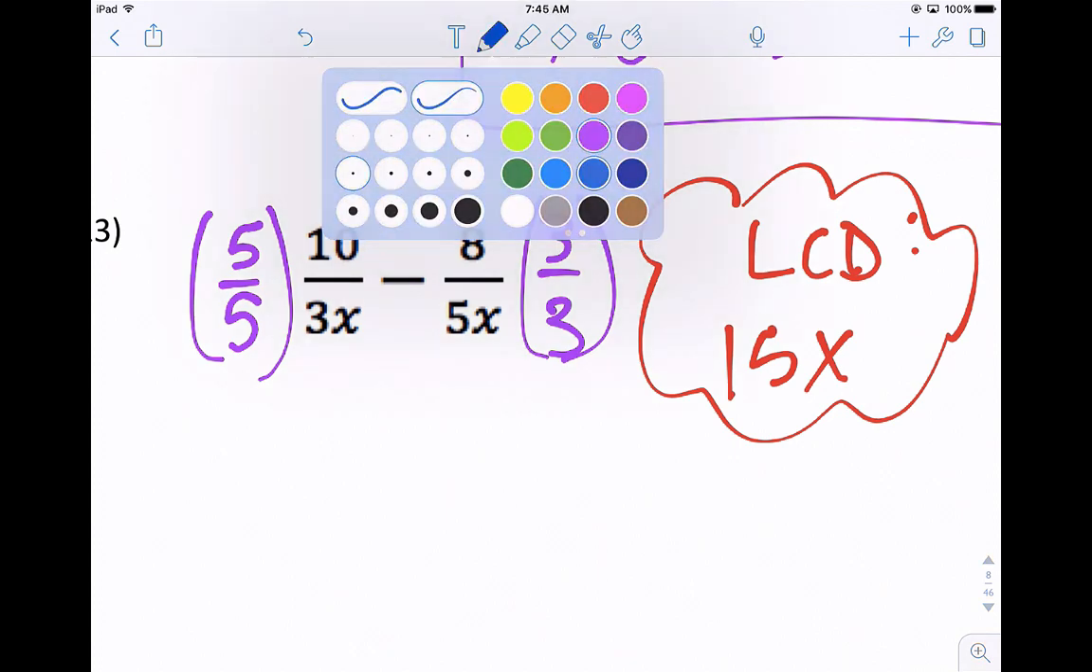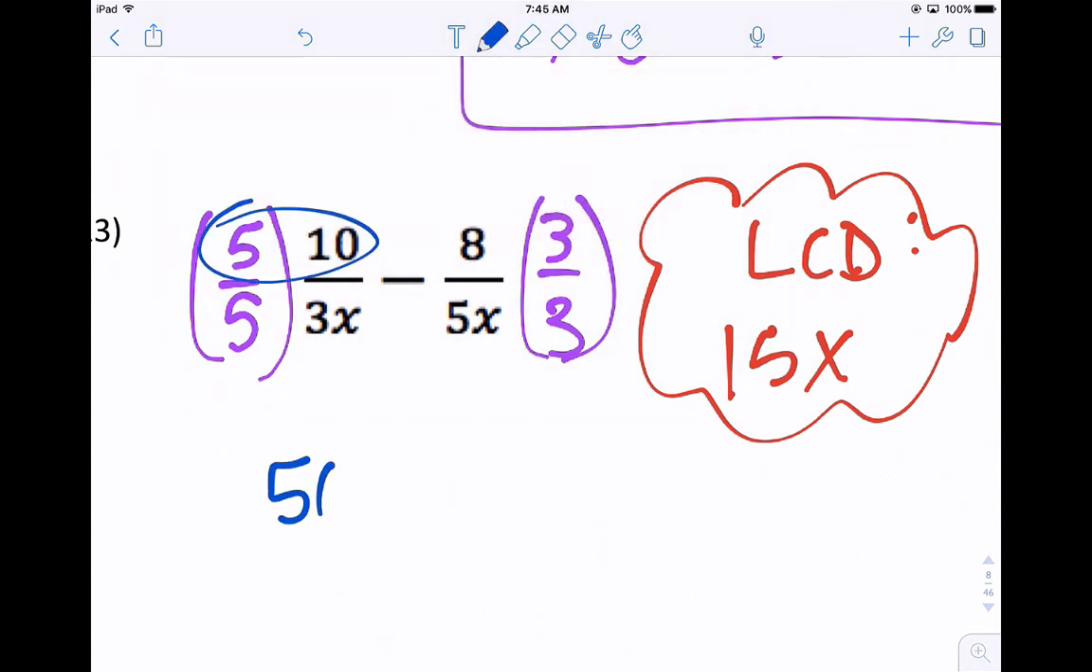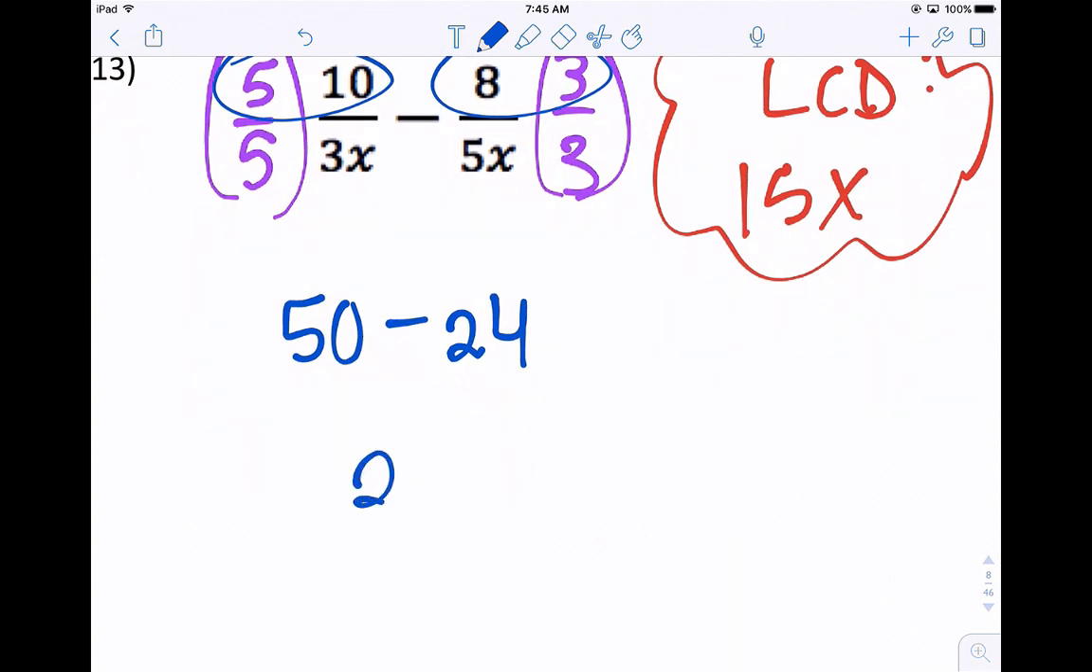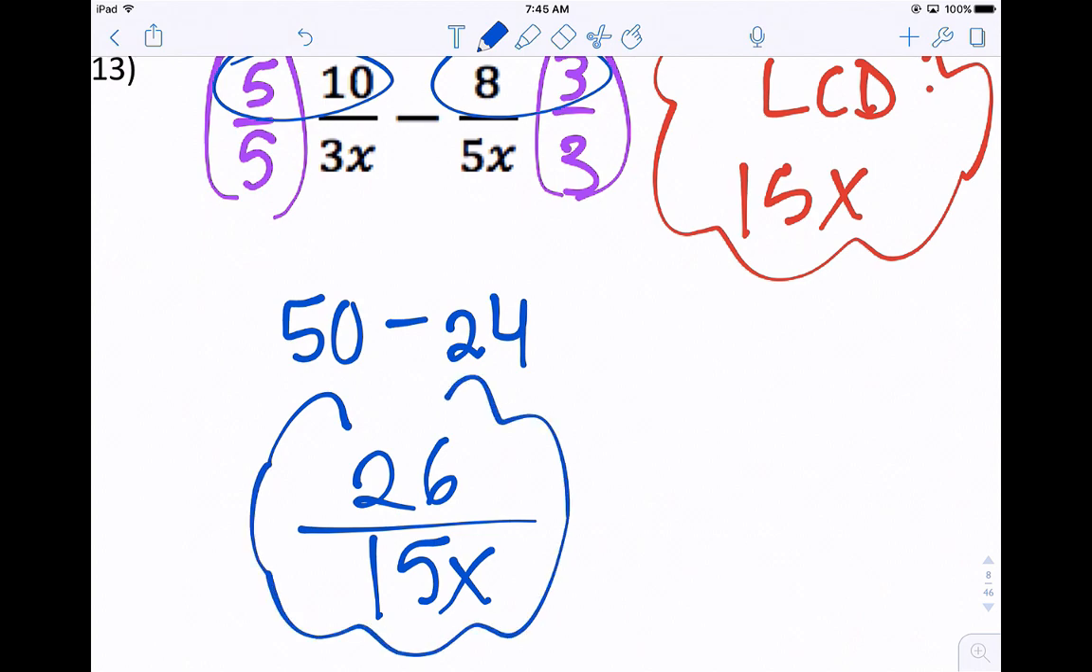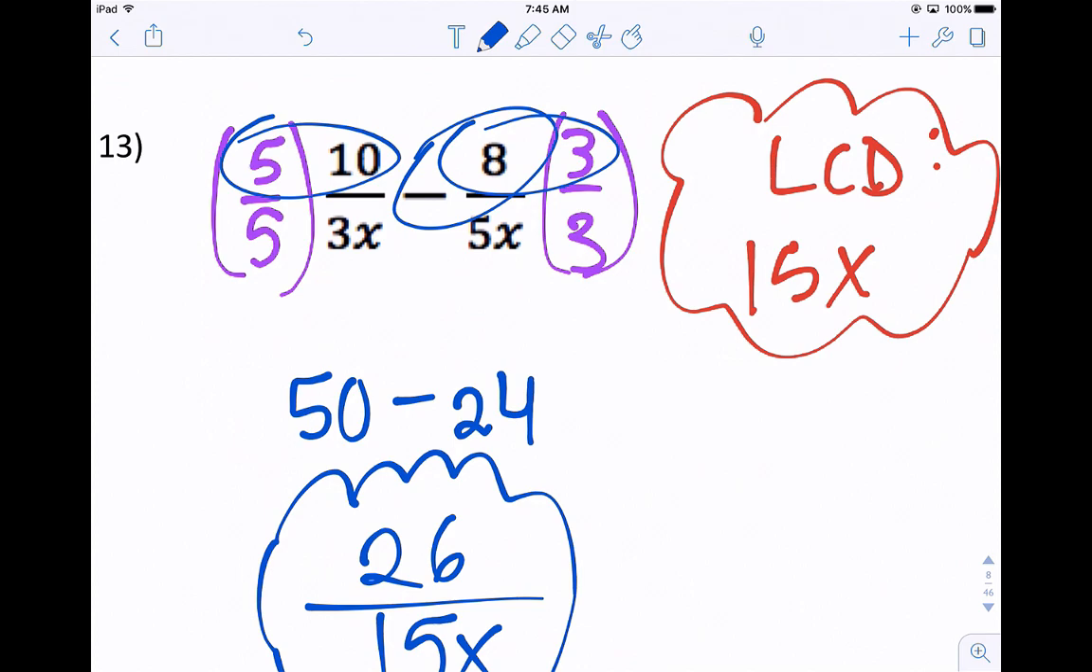So now look at the top, distribute. 5 times 10 is 50. 8 times 3 is 24. Combine like terms, that's 26. We put it all over the LCD. So subtraction is the same thing, you just have to remember to distribute the negative.